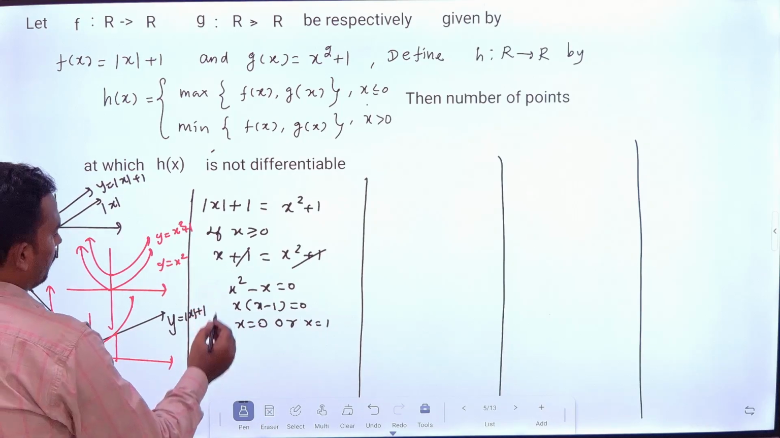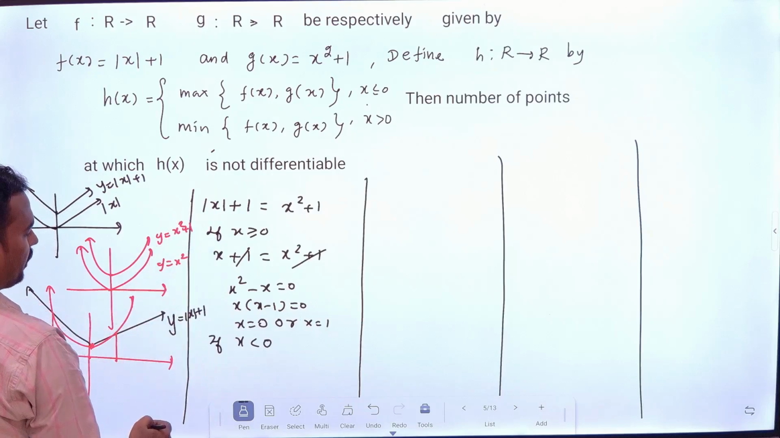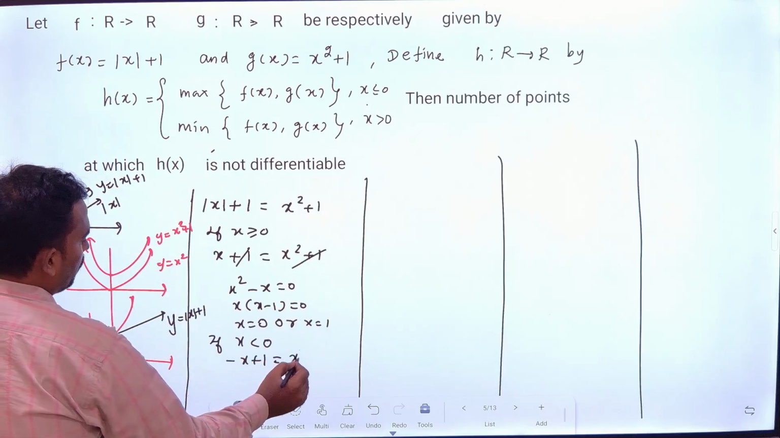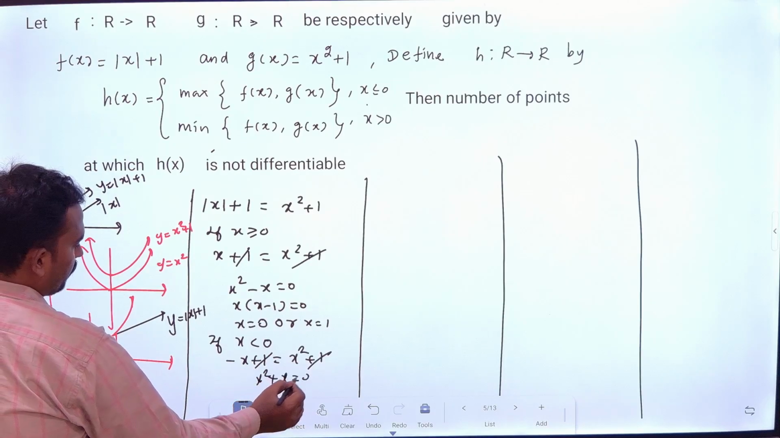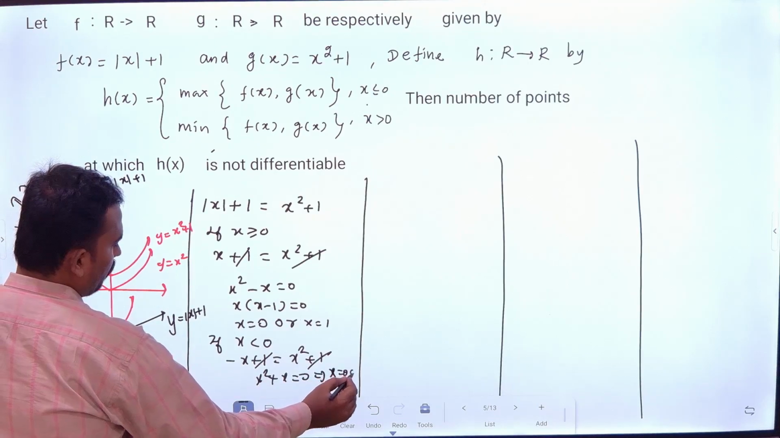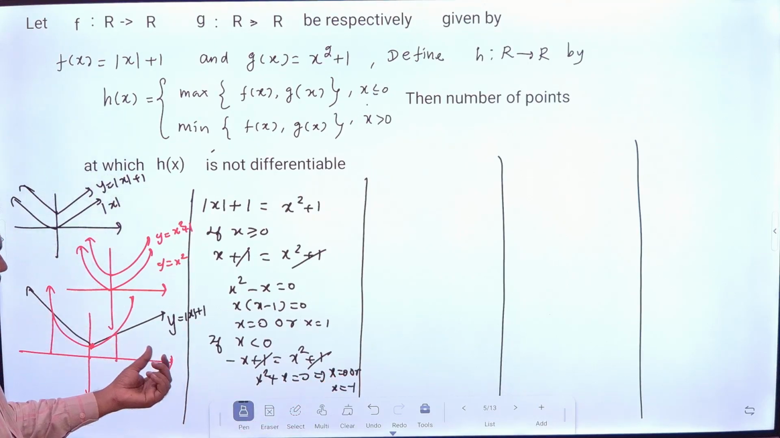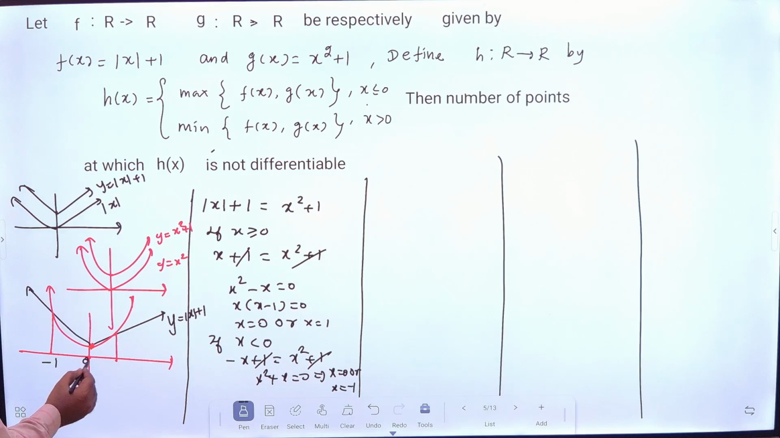Second, if x is less than 0, |x| is −x, so −x + 1 = x² + 1. The 1s cancel, so x² + x = 0. Taking x common, either x = 0 or x = −1. These points are −1, 0, 1. If you put −1, the output is 2. If you put 0, the output is 1. If you put 1, the output is 2. The points of intersection are (−1, 2), (0, 1) and (1, 2).